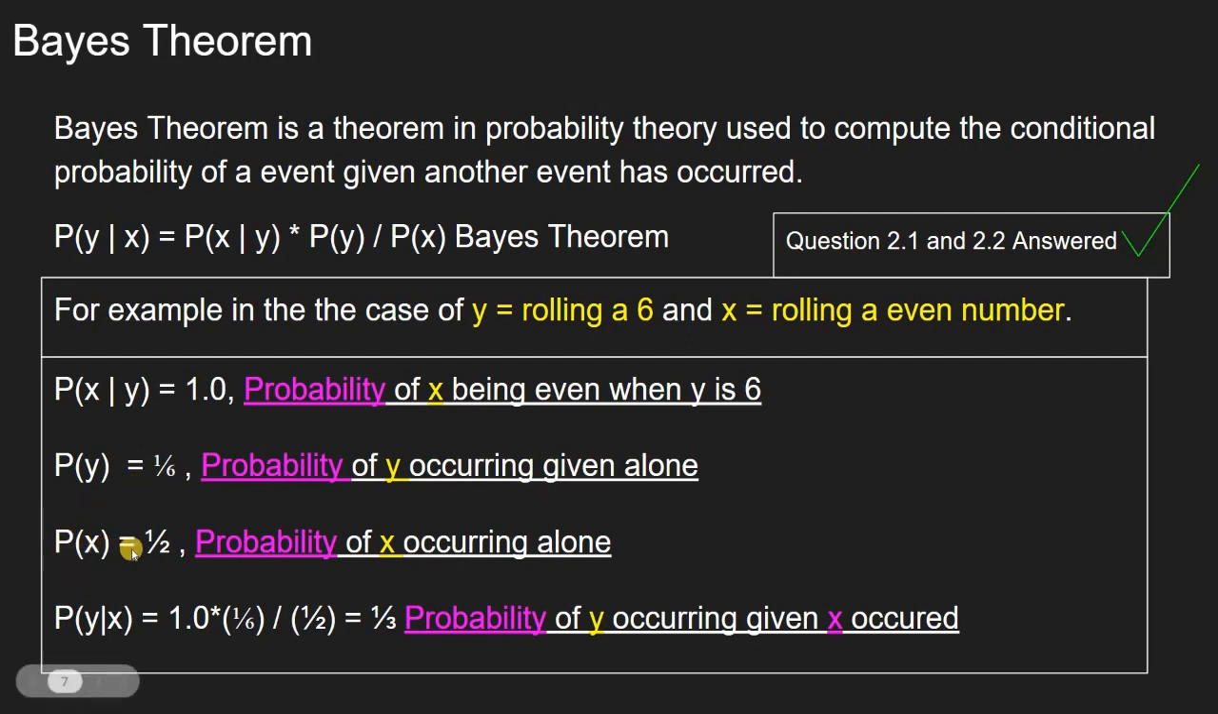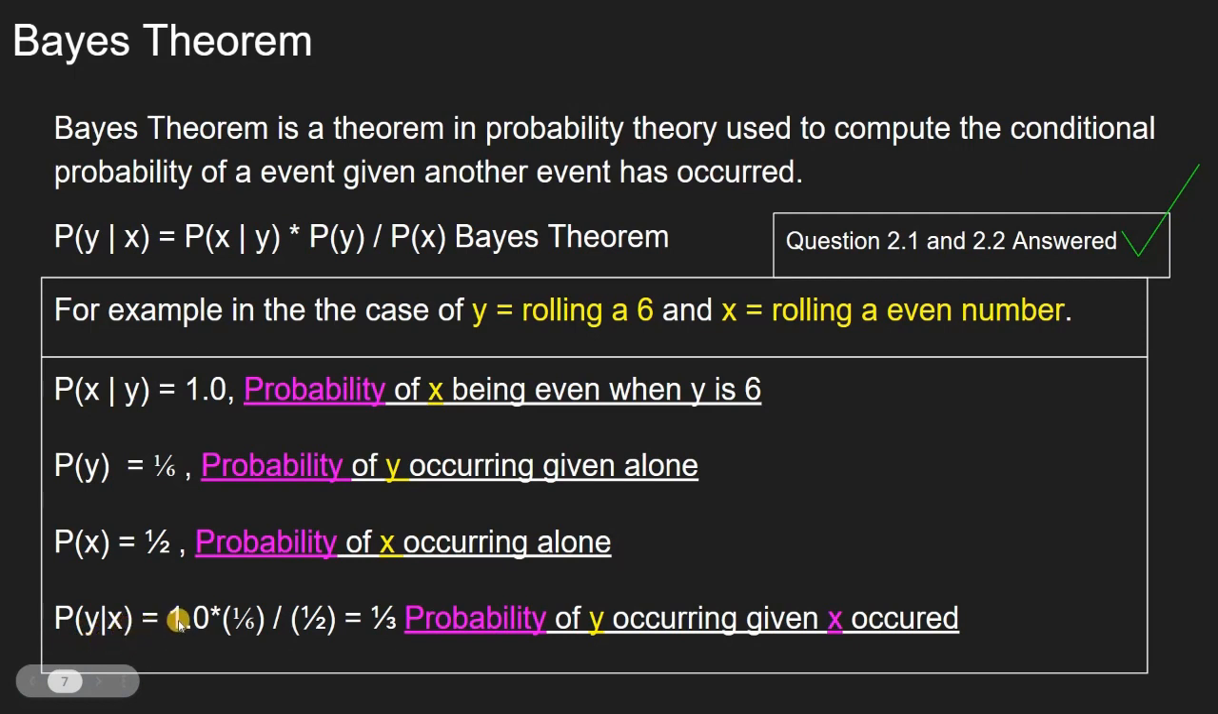Now the probability of x is the probability of rolling an even number, and since half the sides are even on a die, the probability of x occurring alone is just 1/2, or 0.5. Now that we computed the probability of x conditioned on y, the probability of y, and the probability of x, we can apply Bayes' theorem. We can apply Bayes' theorem to compute the probability of y conditioned on x, or the probability of rolling a 6, given that we've rolled an even number.